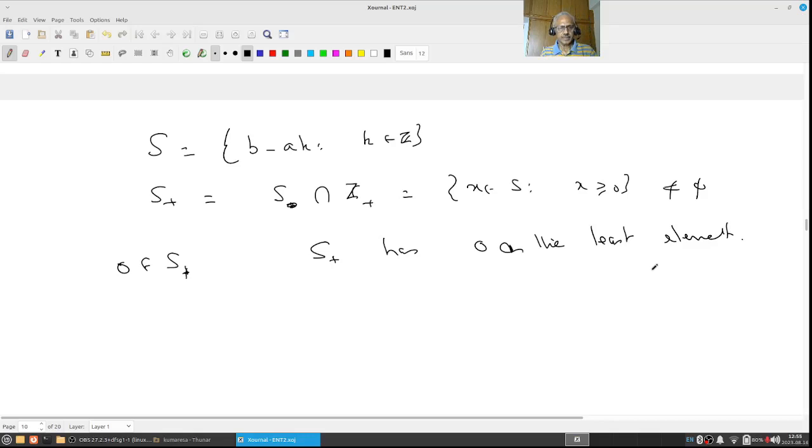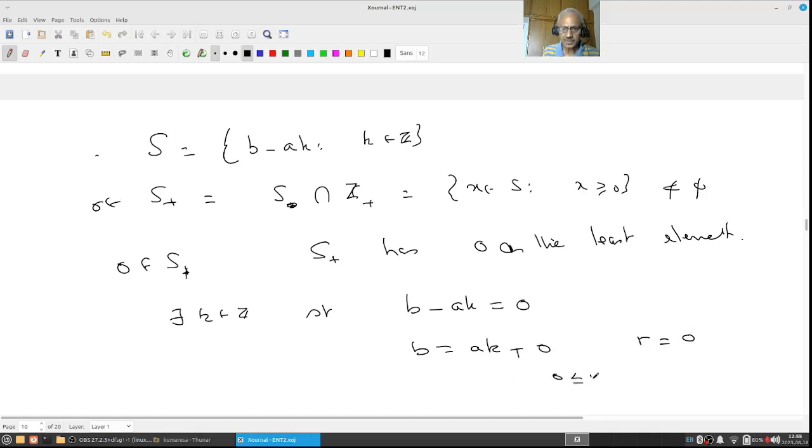Okay, you understand that? If 0 is there, what does it mean? That is, there exists an integer k in Z such that b minus ak equals 0, because 0 belongs to that, right? If 0 belongs to this, that means it must be here. That means b equals ak, right? Therefore what is r? r is 0. Therefore I can write it as 0 less than or equal to r, which is less than a. You found it?